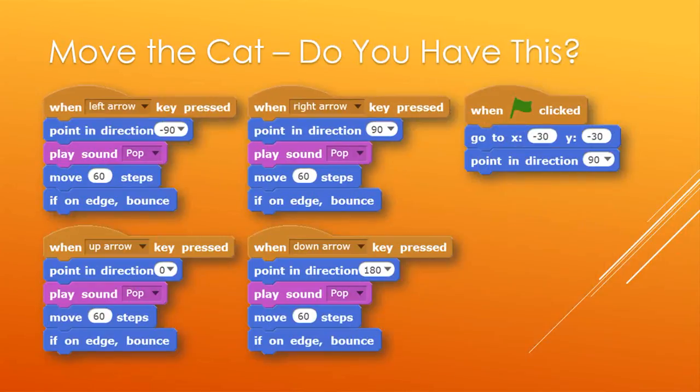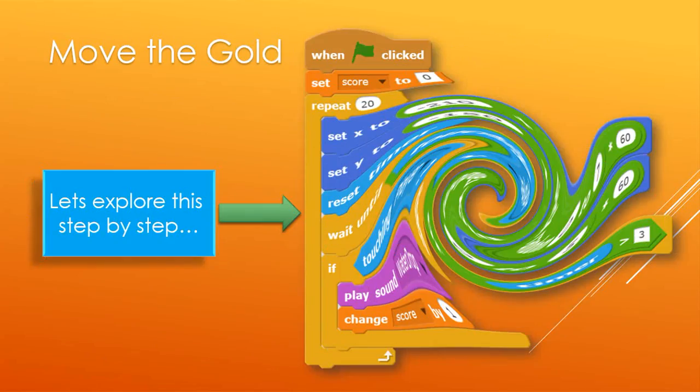This is what you should have if you've managed to do all of them. Up, down, left, right. Moving on, guys. Now we need to move the gold. You just need to copy that down and then we're good to go.